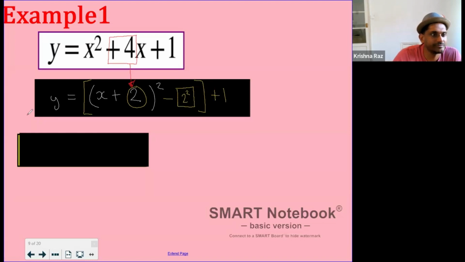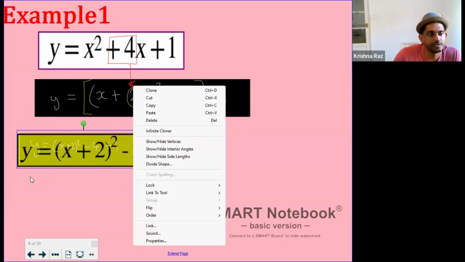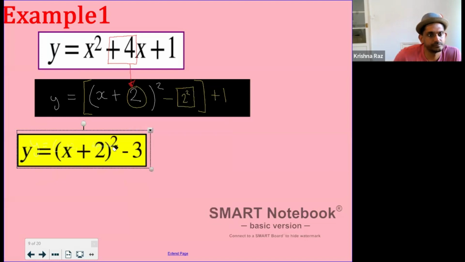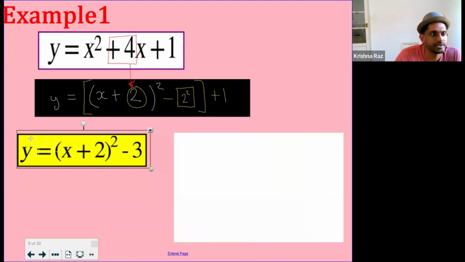So what I will have next is that y equals x plus 2 squared minus 4 plus 1. So the answer will be y equals x plus 2 squared minus 3. So you're probably wondering why, and I'll explain.